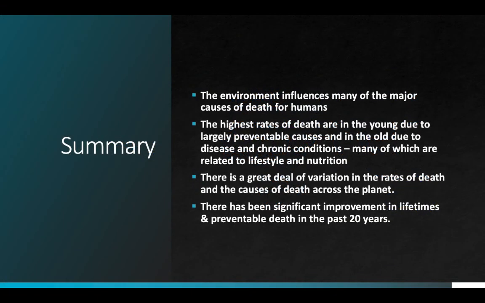To summarize what we've seen here, the environment influences many major causes of death for humans. In a broad sense, the highest rates of death are either in the young due to largely preventable causes, often in poor countries, or in the old due to a combination of disease and chronic conditions, many of which are related to lifestyle and nutrition, and some of which are related to the environment. There's a great deal of variation in the rates of death and the causes of death across the planet, but there has been a significant improvement in life expectancy and a reduction in preventable death in the past 20 years.